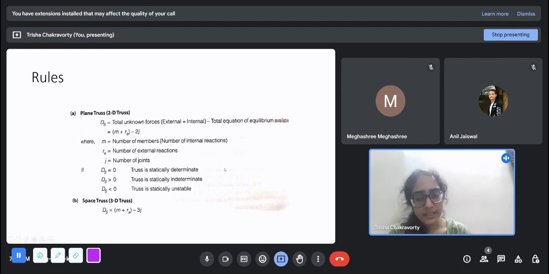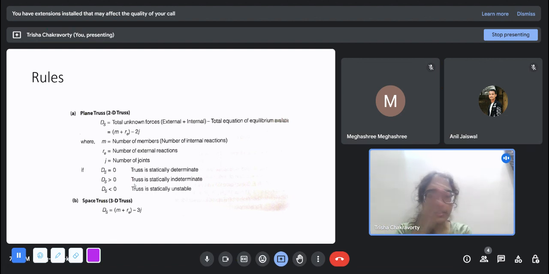So when ds is less than 0, the structure is statically unstable, which we do not consider, because building unstable structures is never in question. If there is instability, it is not a valid structure. We call it a mechanism. Now if a structure is statically determinate, it is a valid structure. It is easiest to analyze, but in real life we do not actually work with determinate structures.